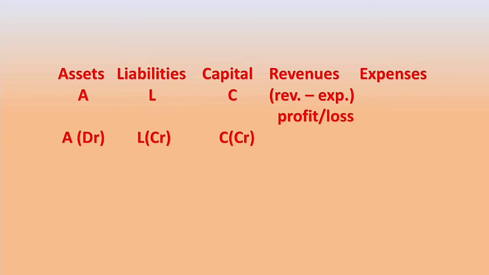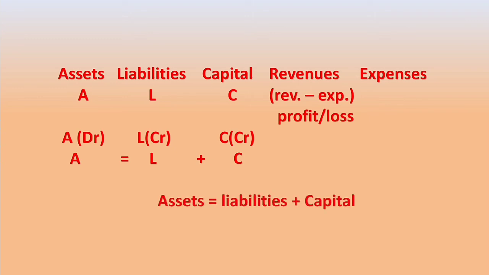Previously, we have mentioned that if we are preparing a statement of all the account balances, total of the debit side must be equal to total of credit side. Then here we can write assets is equal to liabilities plus capital. That is, total of debit side is equal to total of credit side. And this itself is the accounting equation. Then our accounting equation is assets is equal to liabilities plus capital.